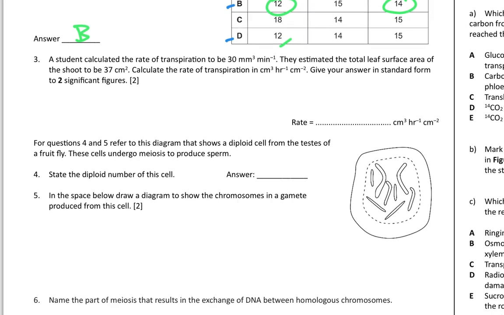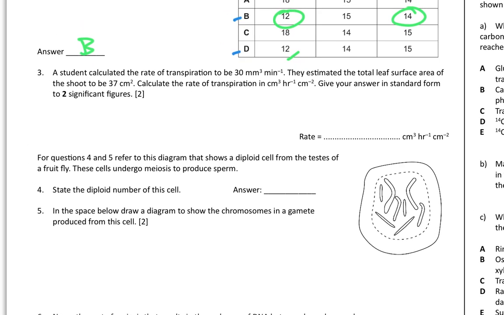Hopefully an easy start. Unit conversion. I always like to write down what I have before I start, just to make sure I know. So I've got 30 millimeters cubed per minute per 37 centimeters squared, because I need to get it in centimeters cubed. So I need millimeters cubed into centimeters cubed. It has to be per hour, not per minute, and it needs to be per centimeter squared, not per 37 centimeters squared. So let's do millimeters cubed to centimeters cubed first.